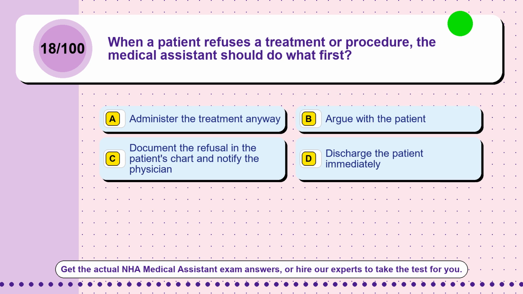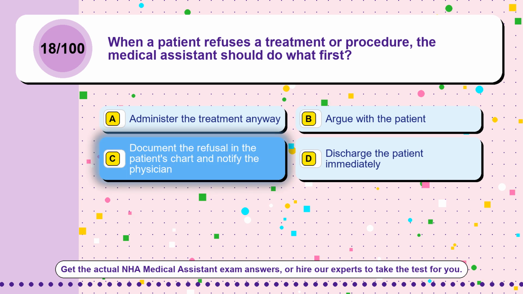Question 18. When a patient refuses a treatment or procedure, the medical assistant should do what first? Option A. Administer the treatment anyway. Option B. Argue with the patient. Option C. Document the refusal in the patient's chart and notify the physician. Option D. Discharge the patient immediately.